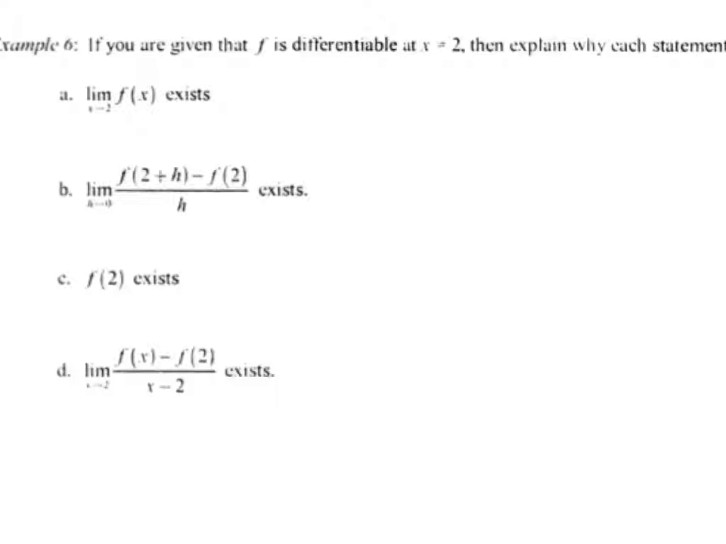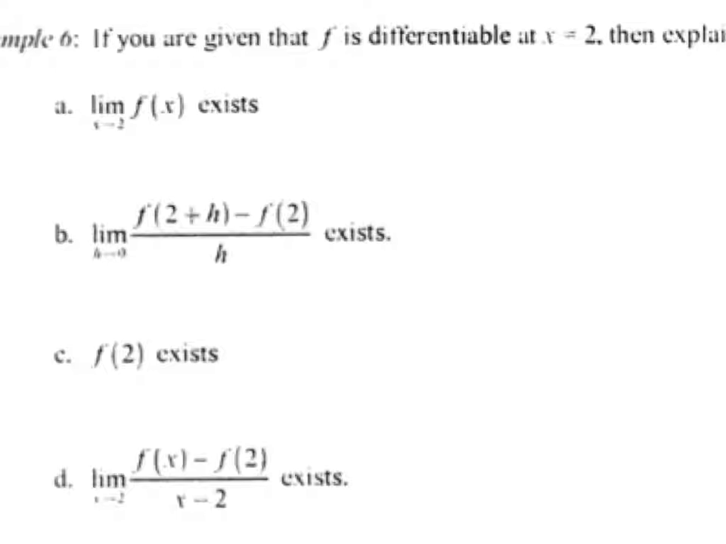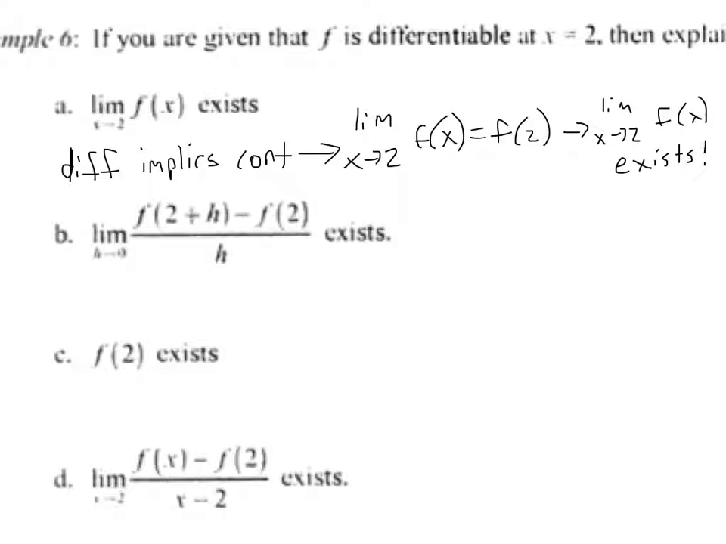So remember, for all of these, f is differentiable at 2. How do we know that each one of the following would also be true? The first one is that the limit as x approaches 2 of f of x exists. How do we know that has to exist? I should note that I'm not expecting you to come up with this on your own right now, but hopefully this will get you thinking about some things.